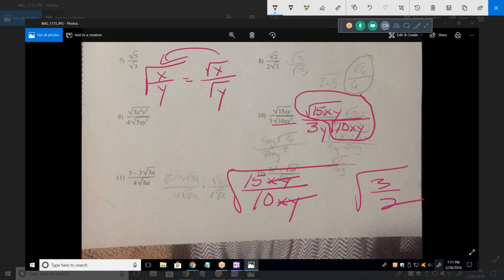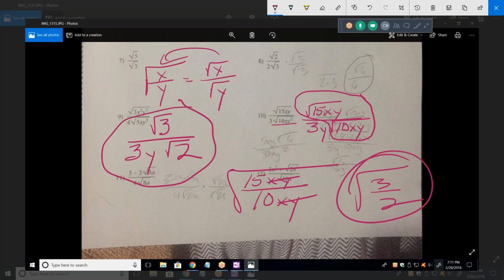So I've got the square root, and I'm going to separate that again. Square root of 3 over the square root of 2. That's what that is. And I still have this 3y down here. So I've simplified it, but not totally. What last step do I have to do? Multiply by the square root of 2. That gives me square root of 6 there, and 6y there. That's our answer.